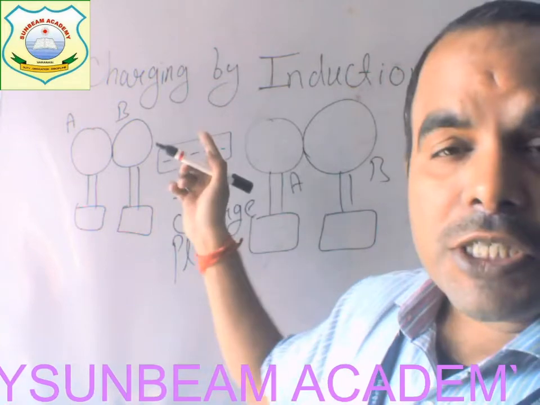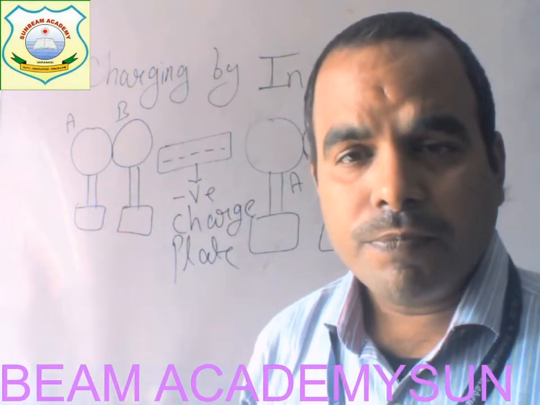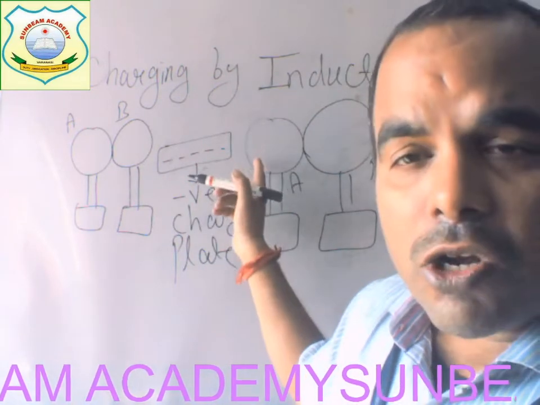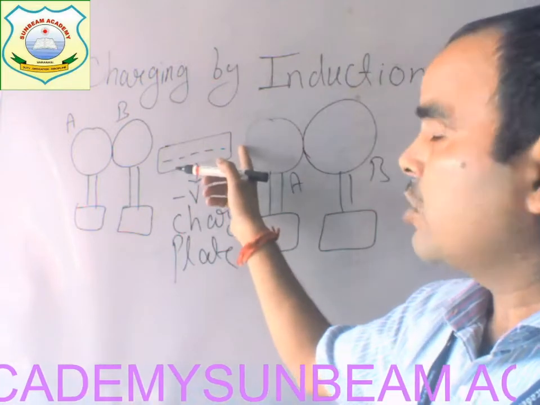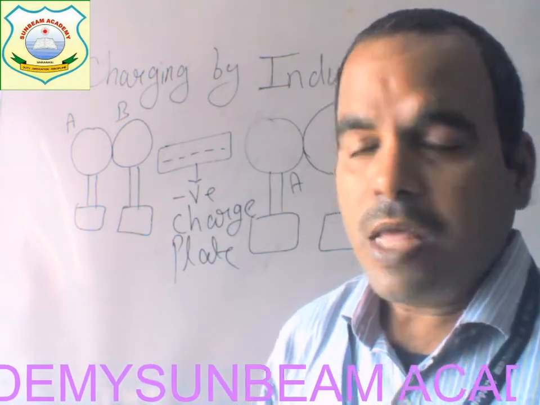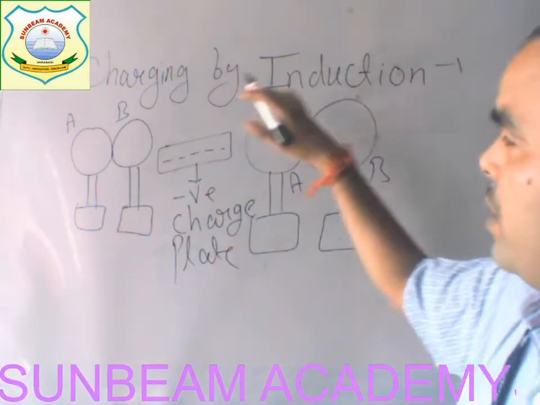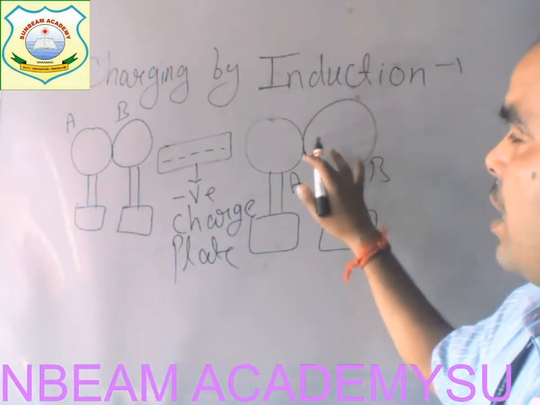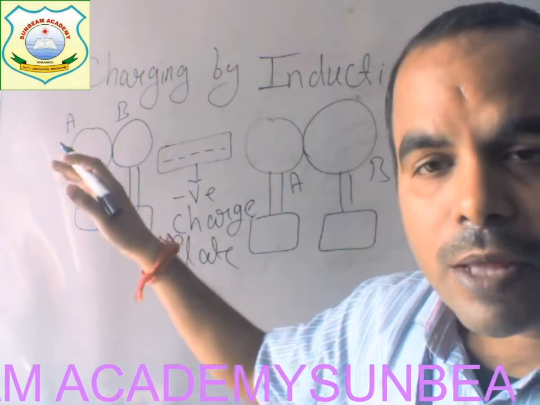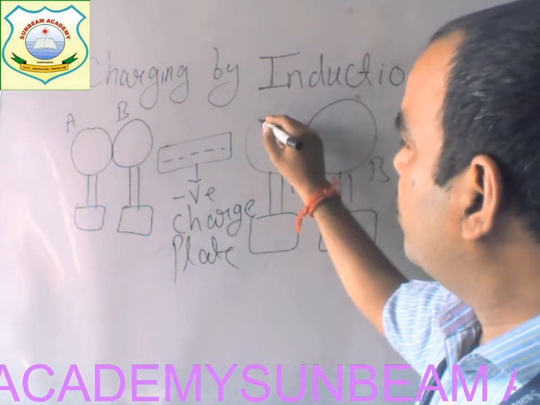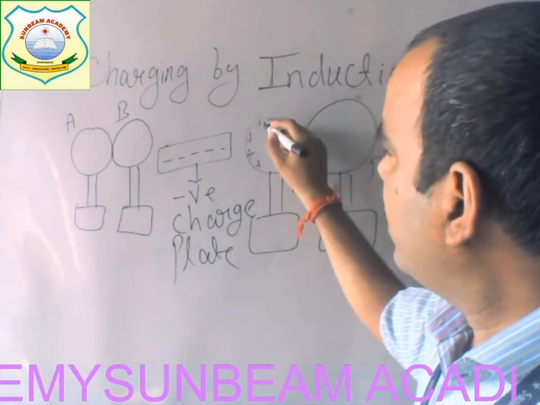Please try to understand also, here this negative plate is not in direct contact with the sphere. It has some distance. A gap is also available. It's a complete negative plate. So whatever positive charges are available in spheres A and B, they will be attracted to it, and all the positive charges will come near that, like this.